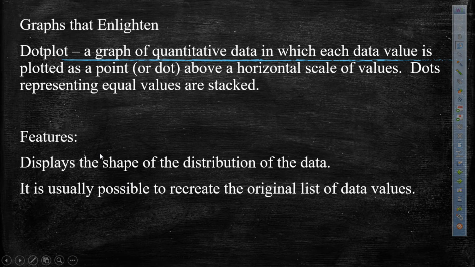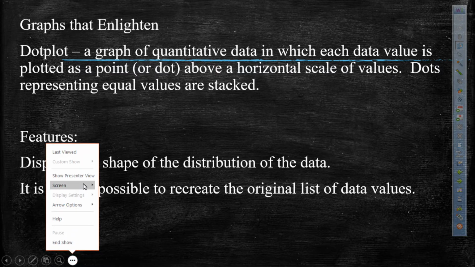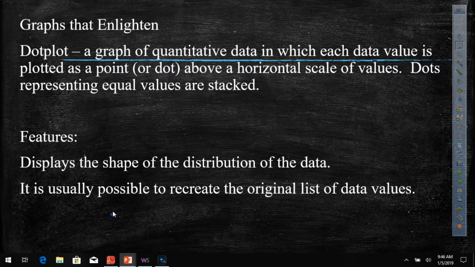Graphs that enlighten. Dot plot: a graph of quantitative data in which each data value is plotted as a point or dot above a horizontal scale of values. Dots representing each value are stacked. Features: displays the shape of the distribution of the data. It is usually possible to recreate the original list of data values.